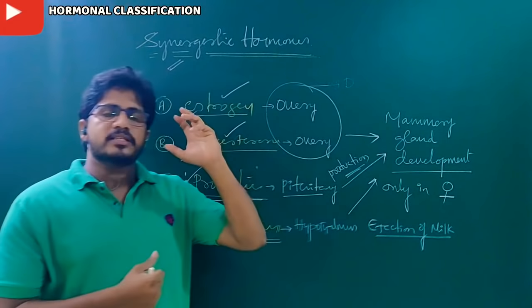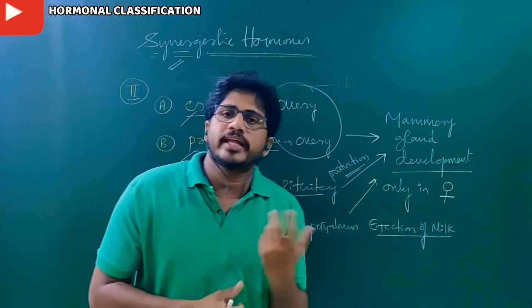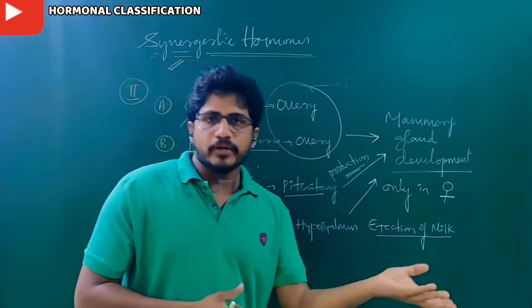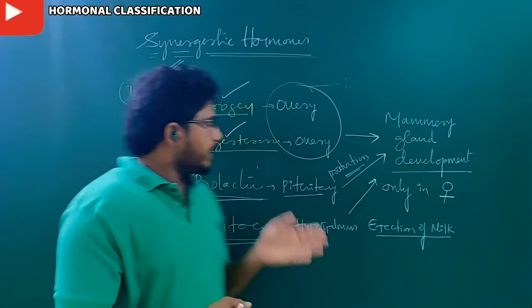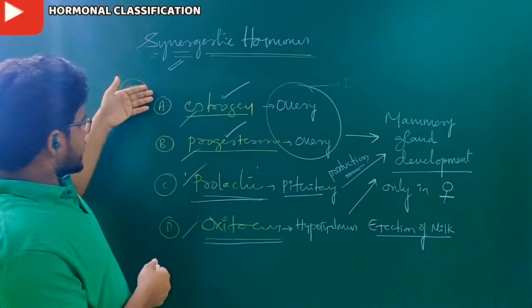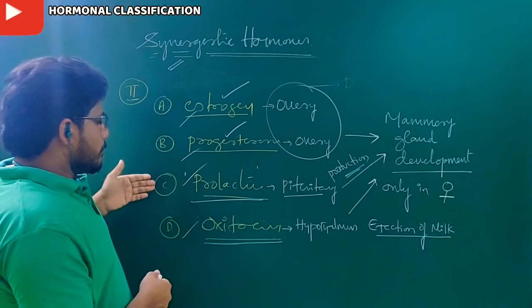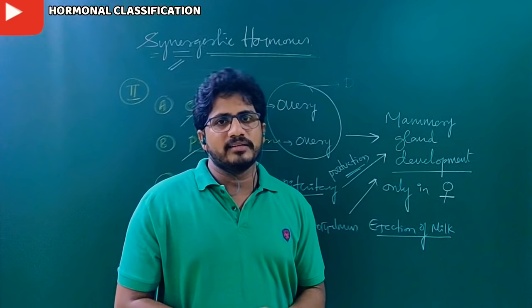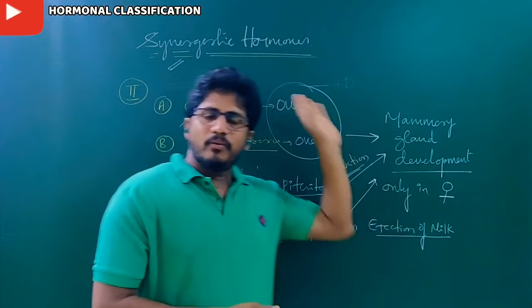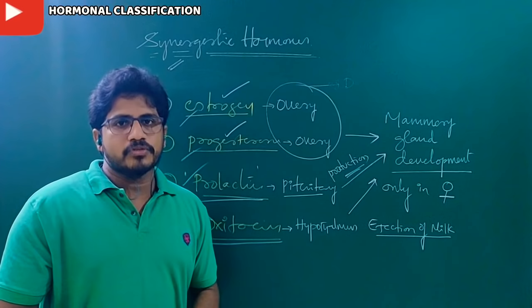So, this is another example. The first one is somatotrophic hormone, insulin and thyroxine. All these three are meant for growth of the body. That happens in both male and female. The second example I just produced is a set of estrogen, progesterone, prolactin and oxytocin. All these four are important for the development of mammary gland. So these two are enough to understand what exactly the synergetic hormones are.